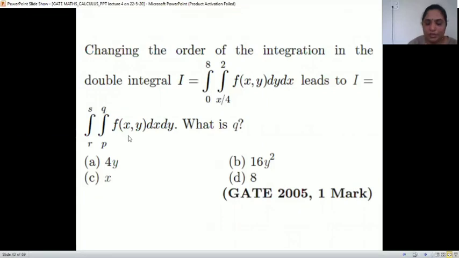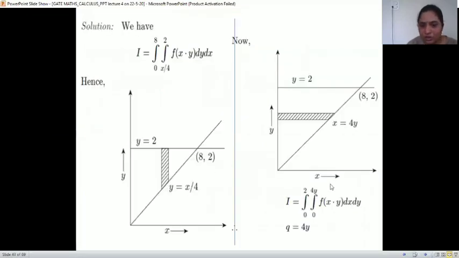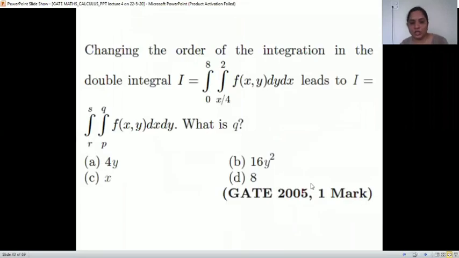Q is the upper limit. This is what Q is: 4y. So your correct answer is 4y. Okay.